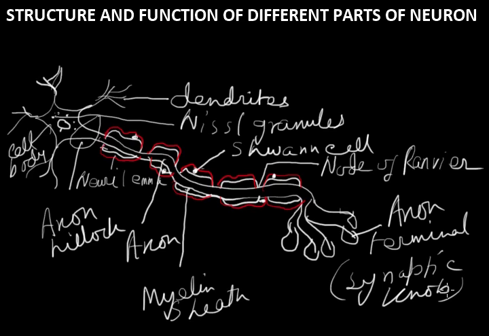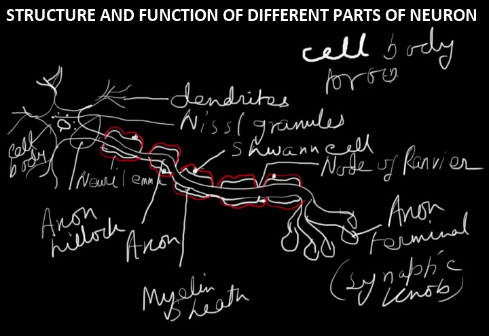Structurally, a neuron has two main parts. One is the cell body, another is processes. Let's start with the cell body. The cell body, which is also known as soma or cyton, according to the picture is something like a star-shaped structure. This is the cell body.